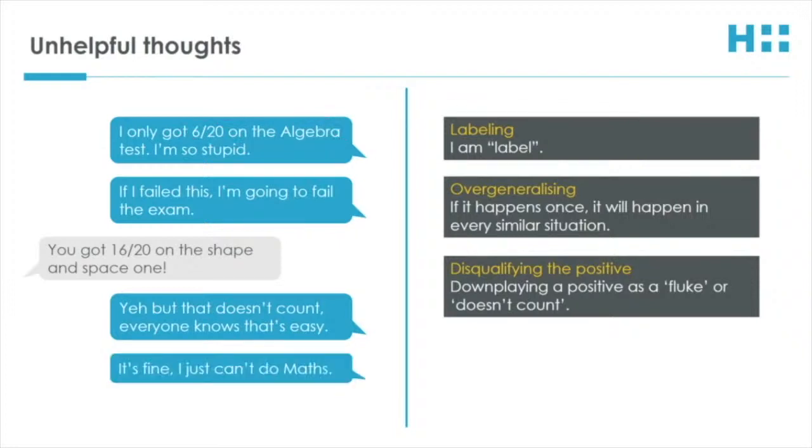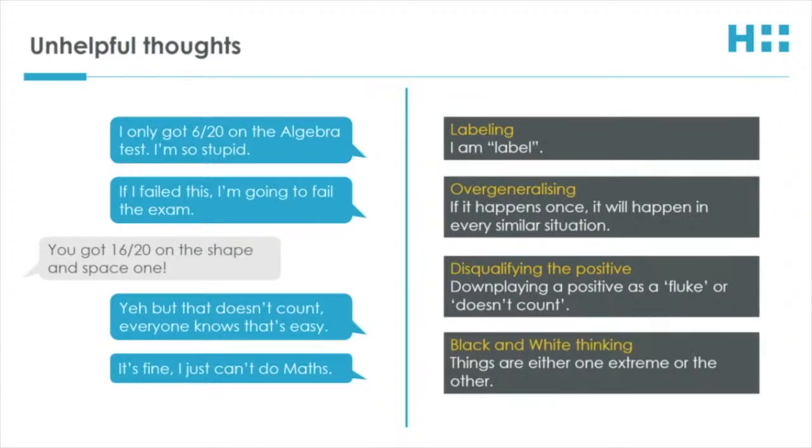So you end with, it's fine, I just can't do maths. This is called black and white thinking. Things are either one extreme or they're the other. The thing is though, that getting that 6 out of 20 doesn't mean you're going to fail your exam. It's only one part of your exam. What it means is that you're really good at shape and space, so when you come to revise, you need to look more at your algebra.